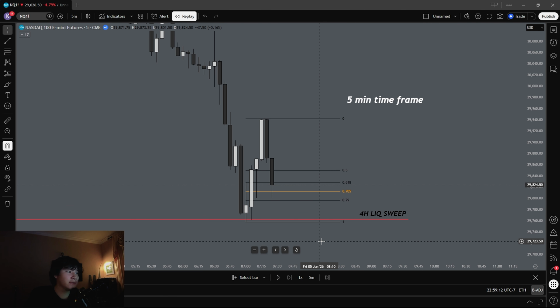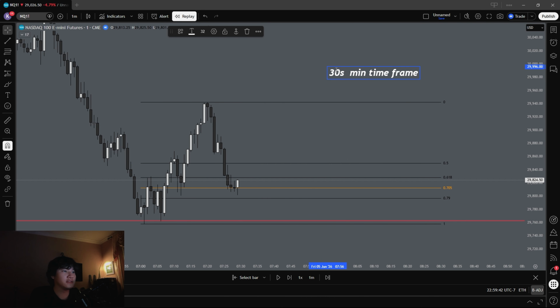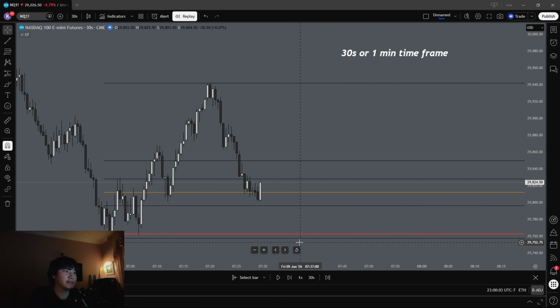The third thing we want to see now is a CISD. For the CISD, I like to go to the 30-second time frame or the 1-minute time frame. So now that we are on a 30-second time frame, we want to look for a CISD. If you guys don't know what a CISD is, it's pretty much a series of candles going down before going up. For example, in this case, this would be the last series of candles going down before going up. So this would be a CISD.